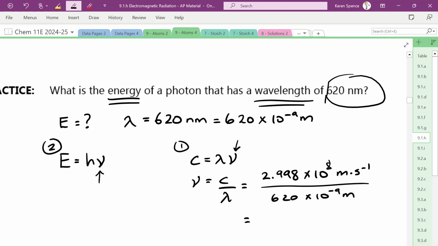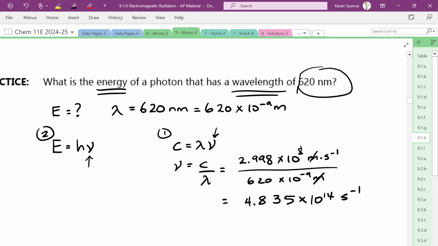2.998 E8 divided by 620 E negative 9 equals 4.835 times 10 to the 14. Meters cancel out, and we're left with seconds to the negative 1. Now that we know our frequency, we can plug it into our second equation, E equals h times nu.